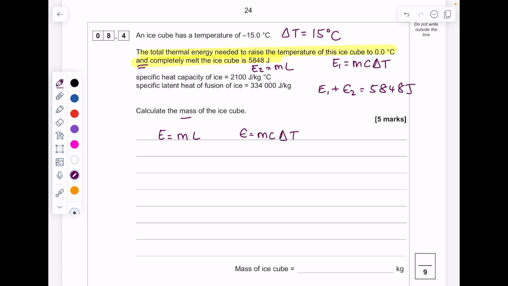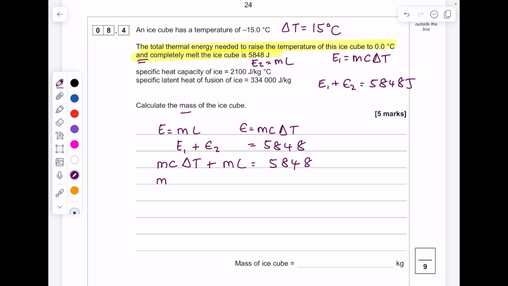You're going to have to be so careful there. So I'm just going to rewrite that here. Then I'm going to sub in what E1 equaled, which was mc delta T, and then E2 equaled ml. We can take m out as a common factor, so your maths needs to be on point here for this question. After all, we're after mass, and then it's just a matter of subbing in all our values.